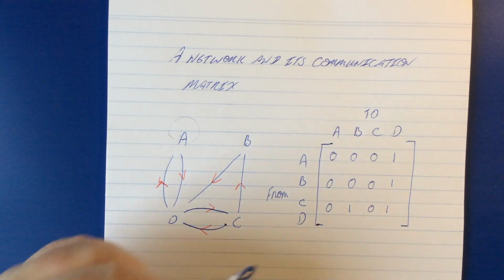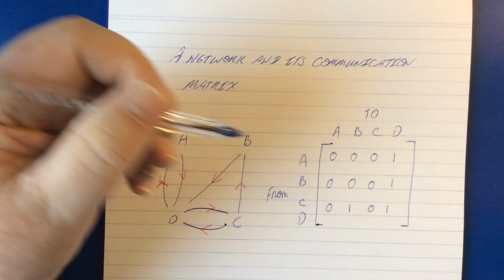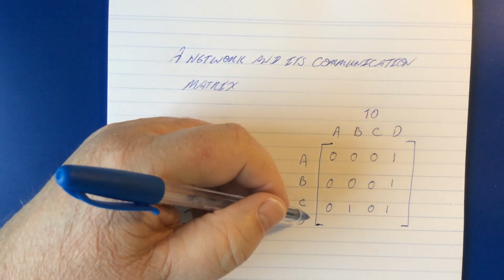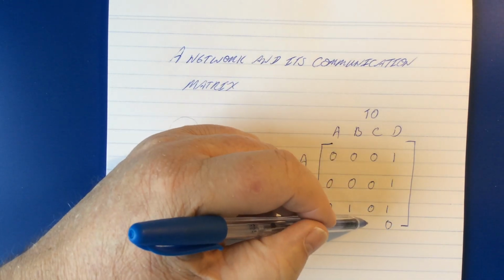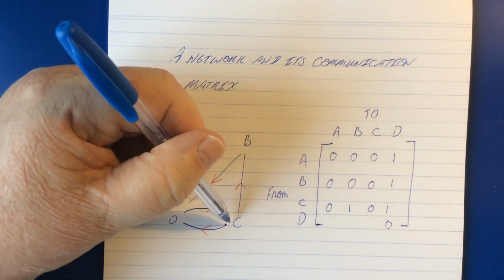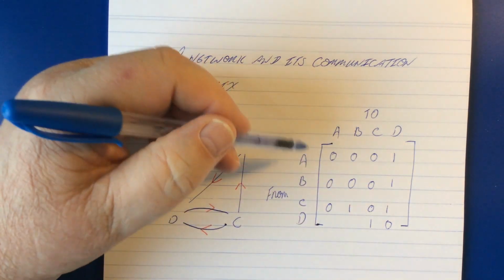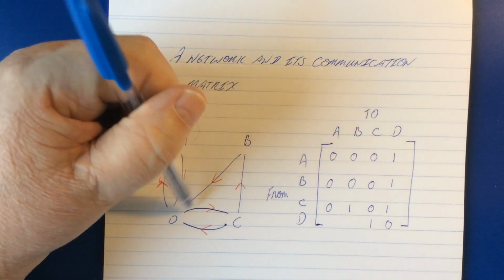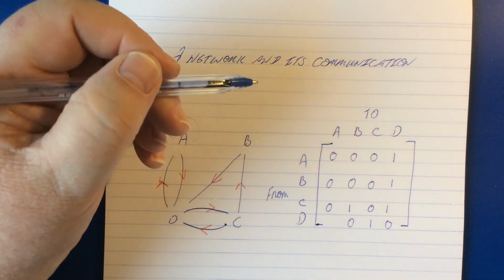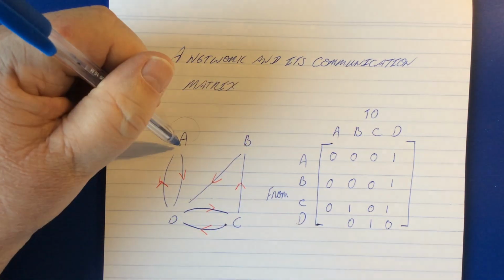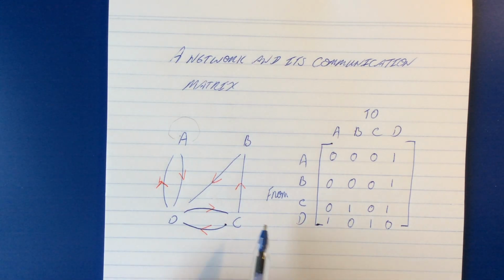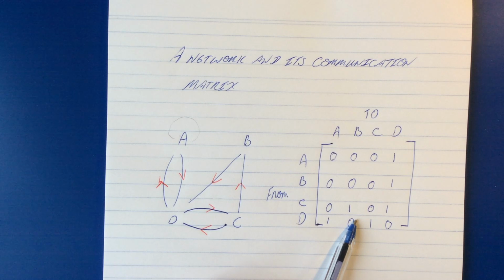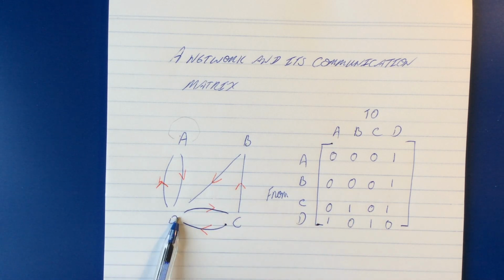Last row, D to D, nothing. We'll just go across this way for a change. D to C, yes, 1. D to B, no, not directly. And D to A, yes, this one here. So that is our one-step communication matrix and our network.